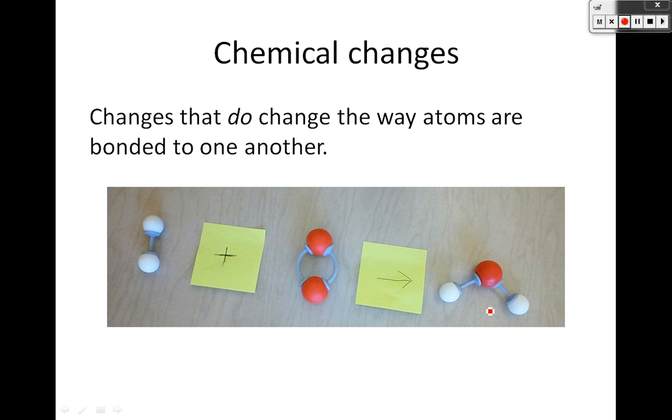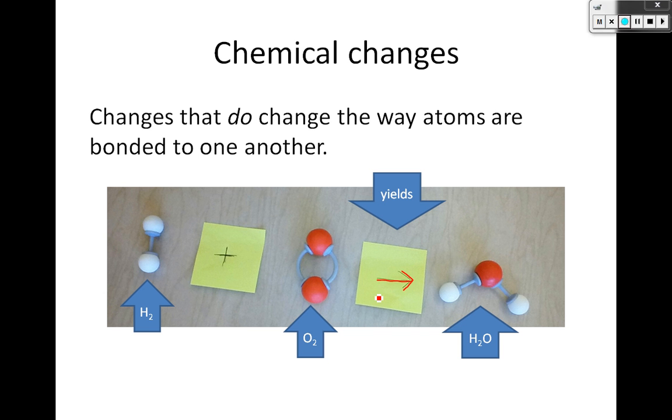Instead of the hydrogens being bonded to each other and the oxygens being bonded to each other, the hydrogens are bonded to an oxygen. Changed the way atoms are bonded. So let's break this down a second. So here's our hydrogen gas, so we'd say H2 plus, we actually use the plus sign and we just say plus, O2, and then this is called a yield sign. So this arrow here is called yields, and yields means makes or gives you or produces, and then we have our H2O. So we would write this chemical equation as H2 plus O2 yields H2O.